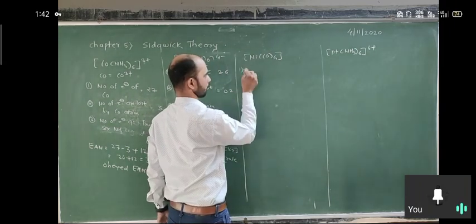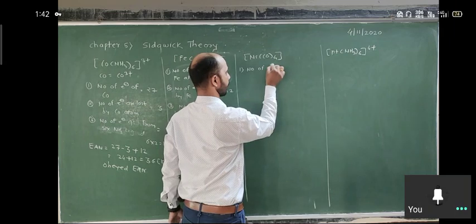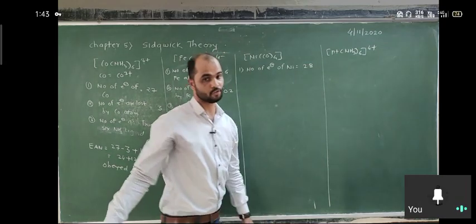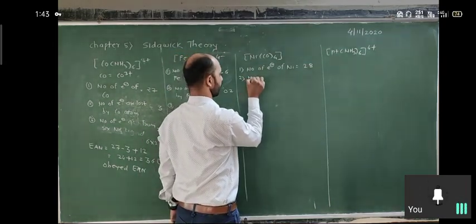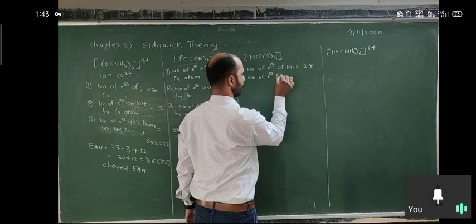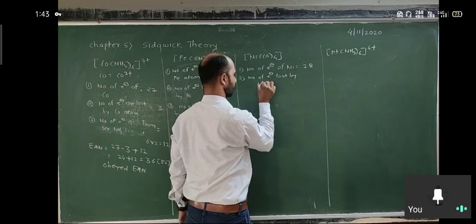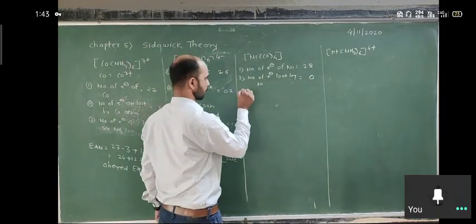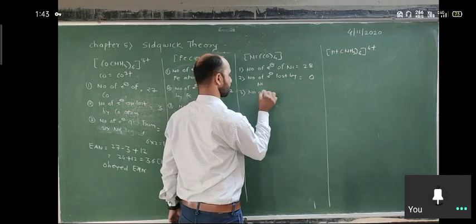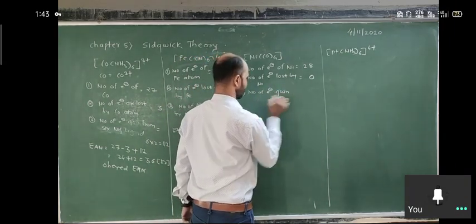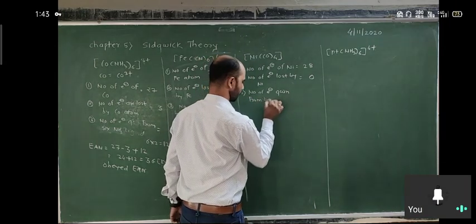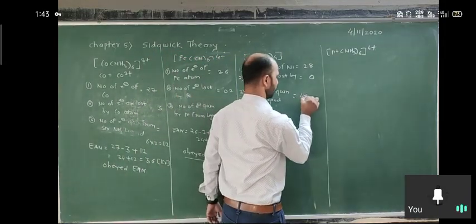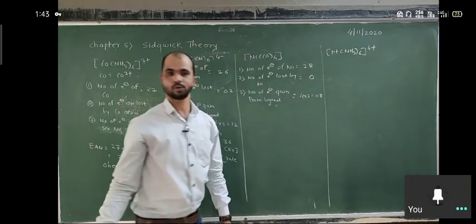So we directly calculate. Number of electrons of nickel is equal to 28, the atomic number of nickel. Second, number of electrons lost by Ni is equal to 0. There is no oxidation state, so there is no electron loss during formation of the complex. Third, number of electrons gained from ligand. Here, how many ligands? 4 ligands. So 4 into 2 is equal to 8.